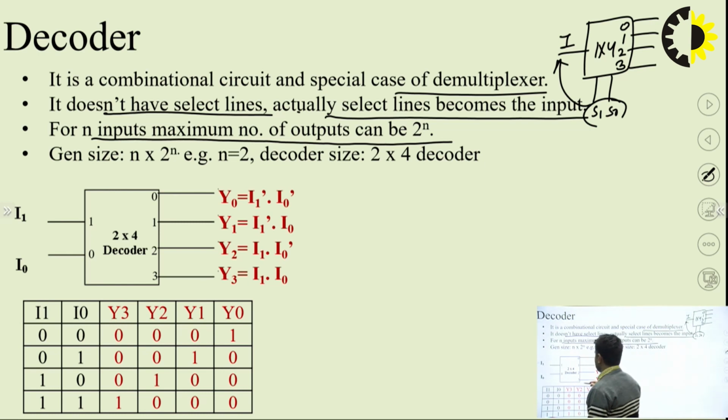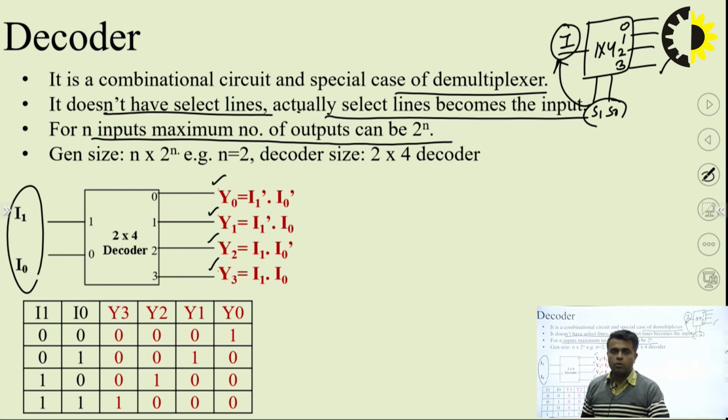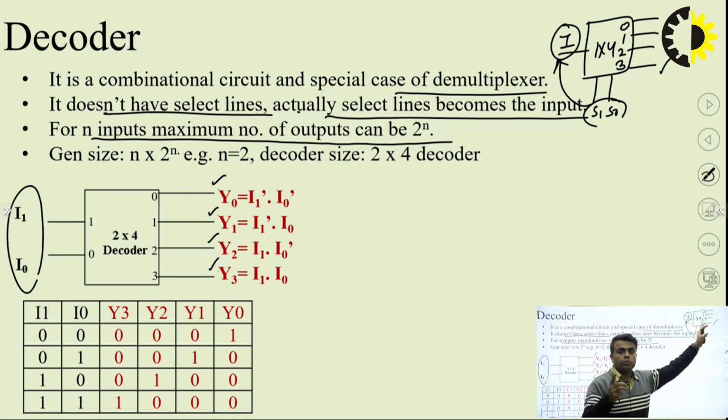So these S1, S0 are placed at the input side, and are referred to as I1, I0 instead of S1, S0. And the outputs are 4: 0, 1, 2, 3, Y0, Y1, Y2 and Y3. The only difference is that the actual input I is not there. That means whatever output is selected will not be connected to I, because I is not there. In a demultiplexer, the selected output is connected to I, but in a decoder, the selected output will be connected to 1 instead of I.